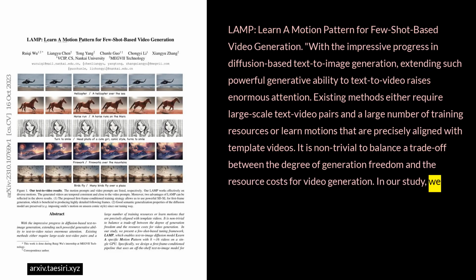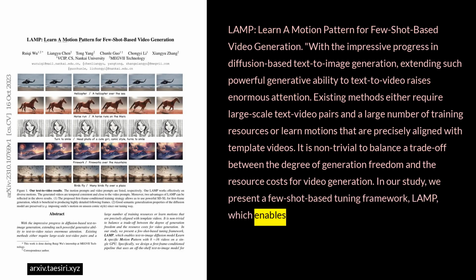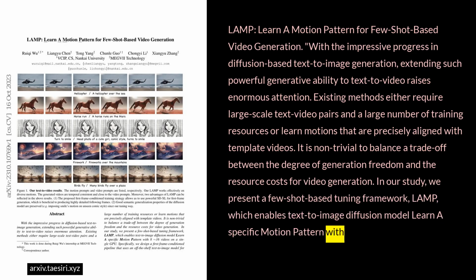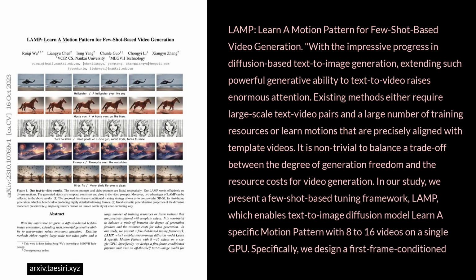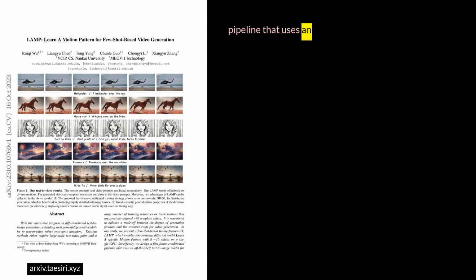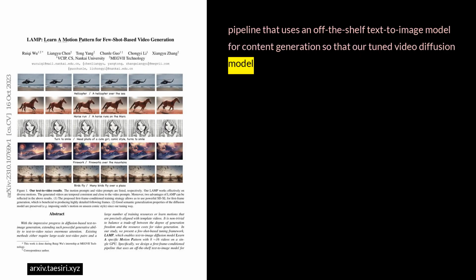In our study, we present a few-shot-based tuning framework, LAMP, which enables a text-to-image diffusion model to learn a specific motion pattern with 8 to 16 videos on a single GPU. Specifically, we design a first-frame conditioned pipeline that uses an off-the-shelf text-to-image model for content generation, so that our tuned video diffusion model mainly focuses on motion learning.